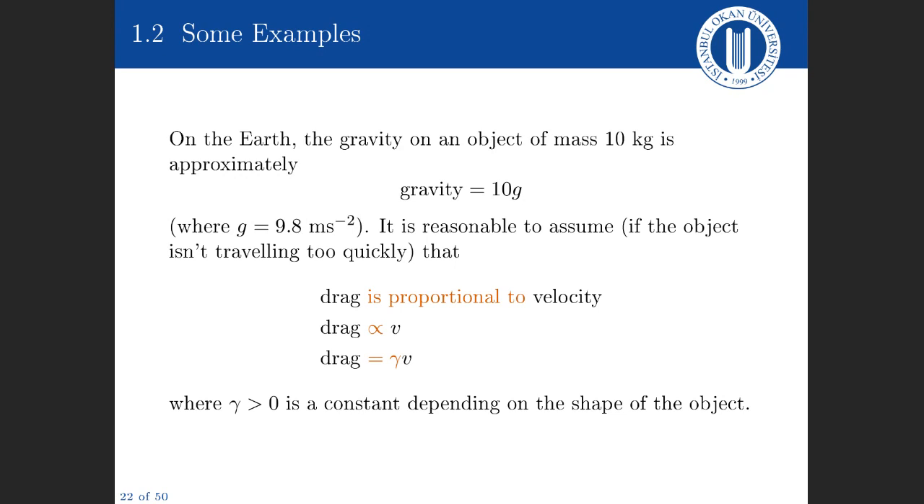We can assume, as long as the object is not traveling too quickly, that the drag is proportional to the velocity. There's a symbol for proportional, it's this symbol here. Proportional means is equal to a constant multiplied by. So it's reasonable for us to assume that the drag is equal to some constant gamma multiplied by the velocity, where gamma is going to be a positive number which depends on the shape of the object.